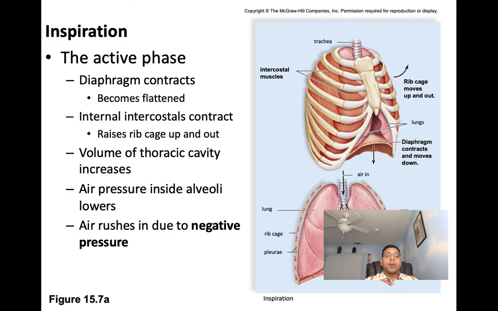So let's talk inspiration. Now, inspiration, I want you to know, is the active phase of ventilation. This is when the diaphragm and the external intercostal muscles contract. It says here internal, that's wrong. It's supposed to say external intercostal muscles.